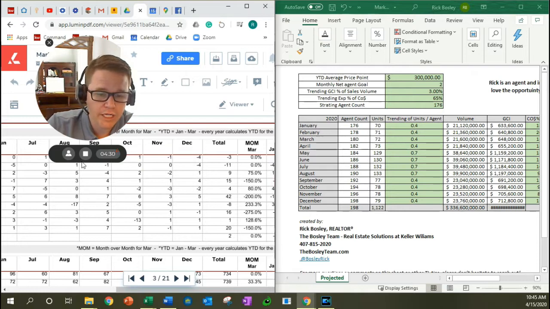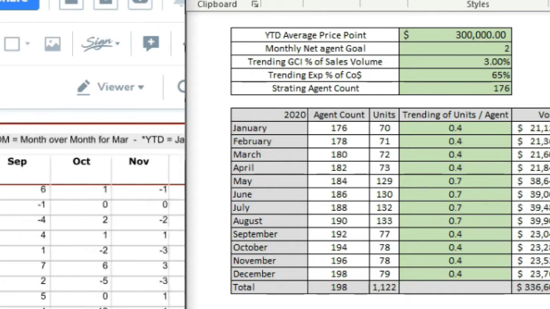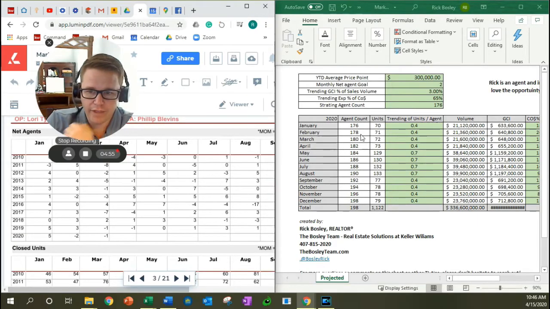But we're going to go ahead and put here for this group a monthly agent count of net 2. By doing that, you'll see right here agent count goes from 76, 78, 80, all the way down here to 98. Now, if you net 24 and you net 2 a month, then actually you might start with a 176, because again, this is the end of January or where you're at end of last year. So there we go for that.